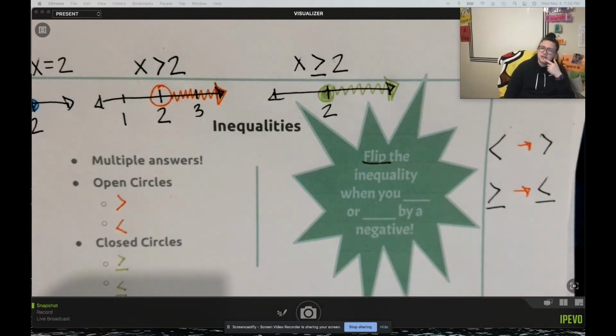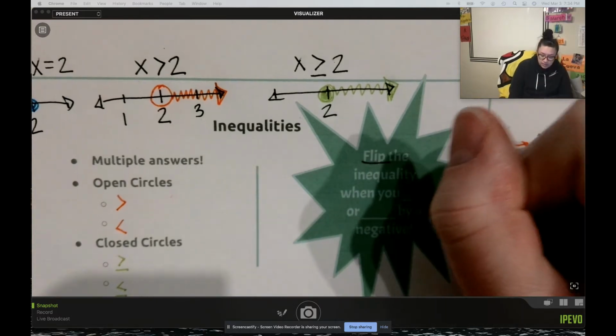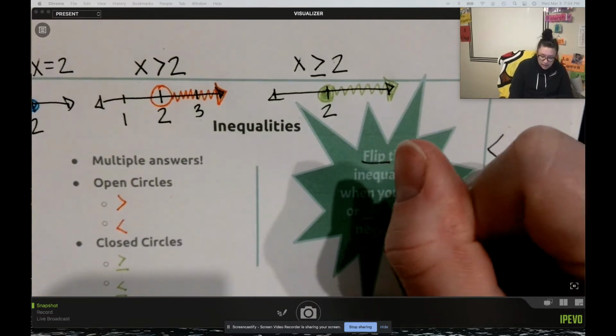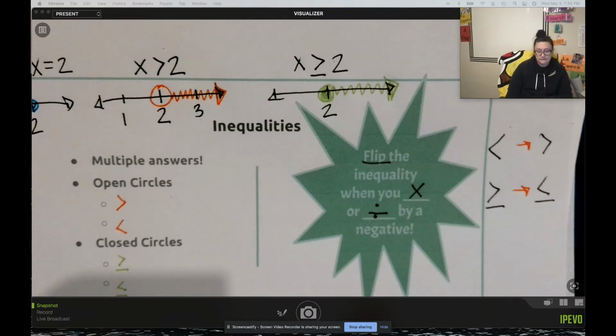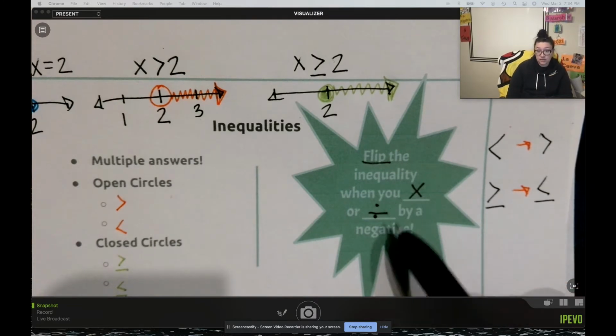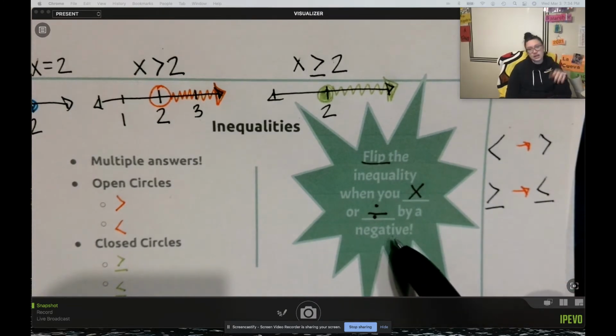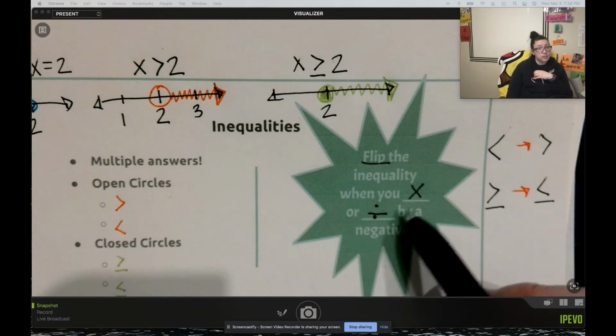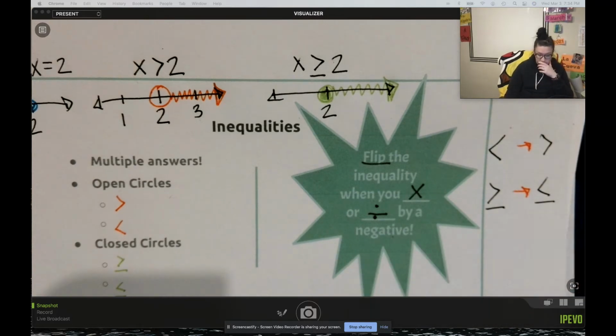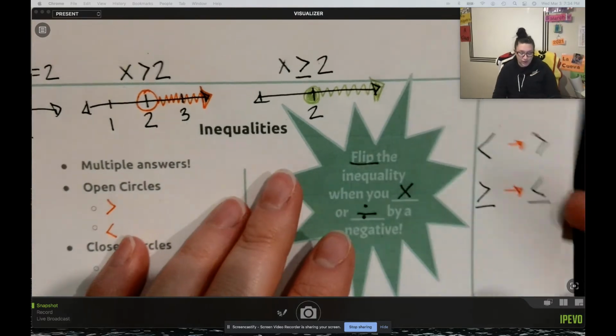When do we flip our sign again? When we multiply or divide by a negative. Only multiplying or dividing by a negative. Adding, subtracting, that doesn't matter. Only when we multiply or divide by a negative number. Now pause it if you need to, and we'll go on to the next slide.